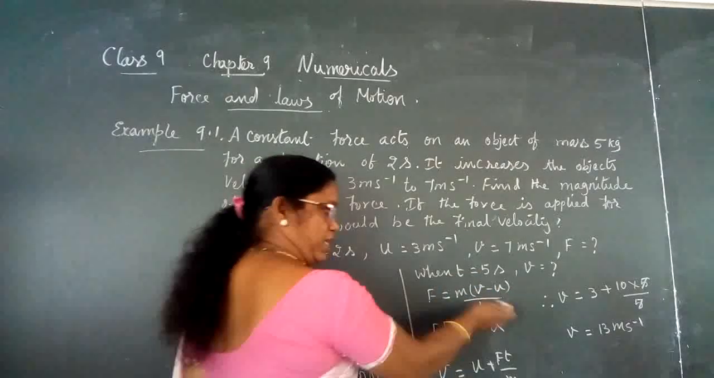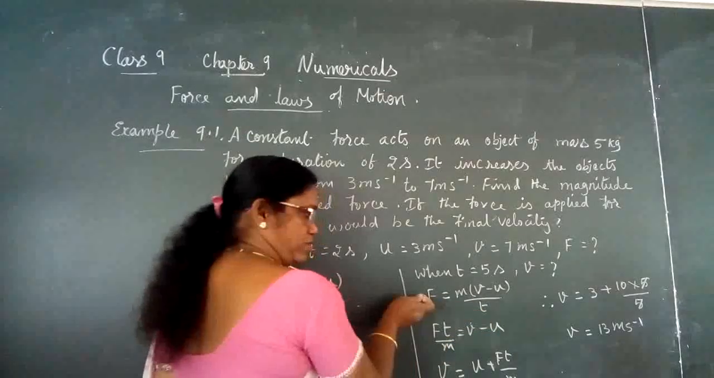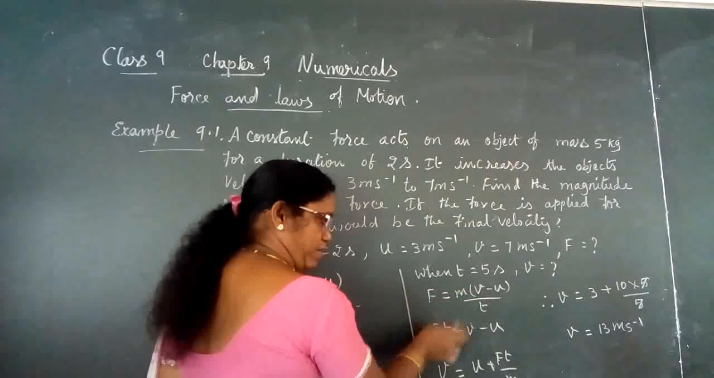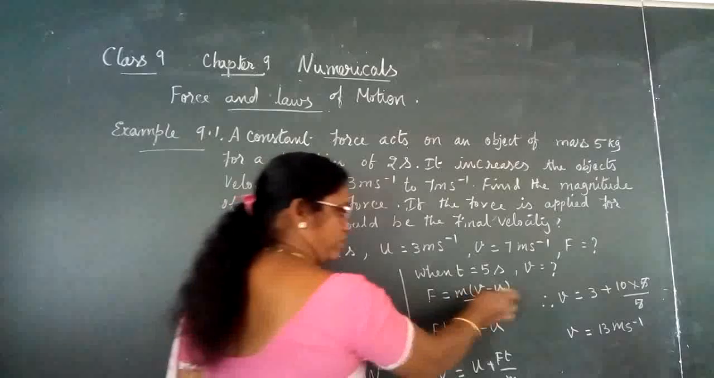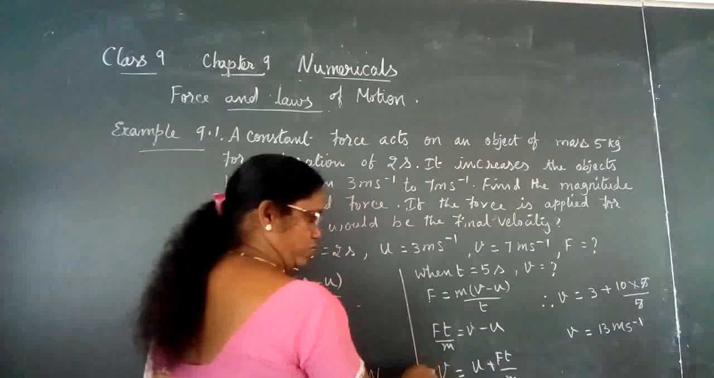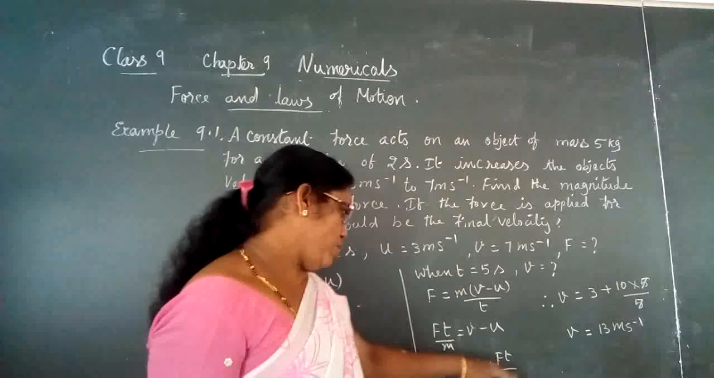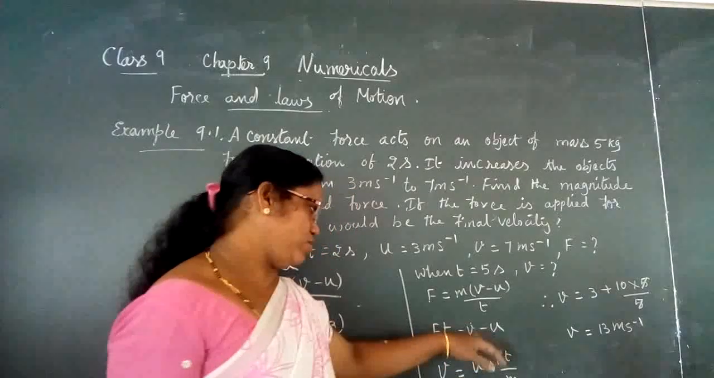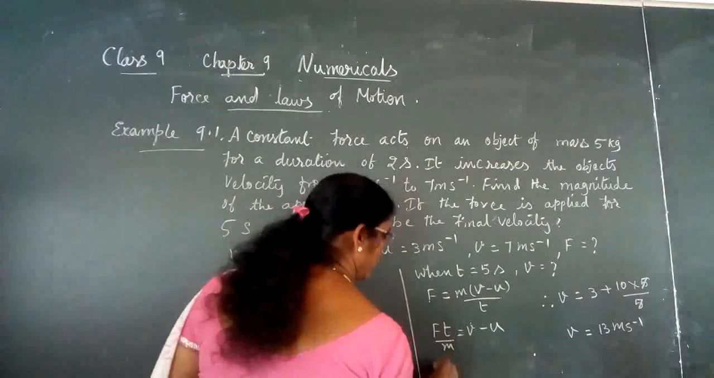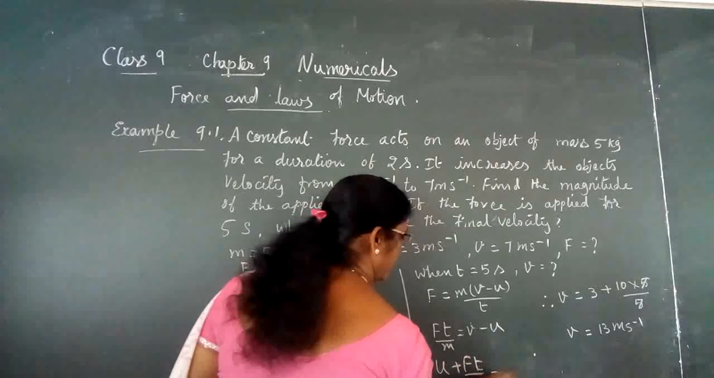So let us take the other terms to the left hand side. We get f into t comes to the left hand side, cross multiply, f into t divided by m comes to the denominator, that is equal to v minus u. We want to find v. So let us take u to the other side, minus u will become plus u. Hence u plus ft by m is equal to v. Here we can write u plus ft by m is equal to v.